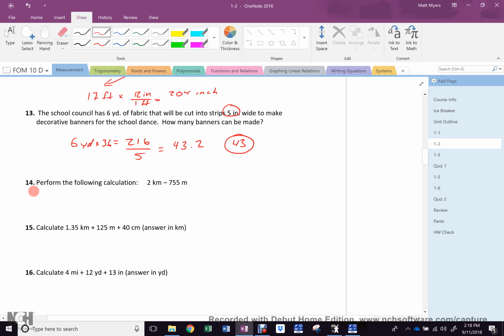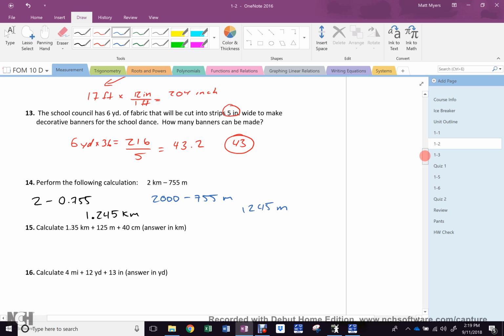Now, number 14. 2 ways you could do it. I could go 2 minus 0.755, if I convert that to kilometers, yes? Or I could go 2,000 minus 755 meters. Both answers are right. It's either 1.245 kilometers or 1,245 meters. Both are acceptable.